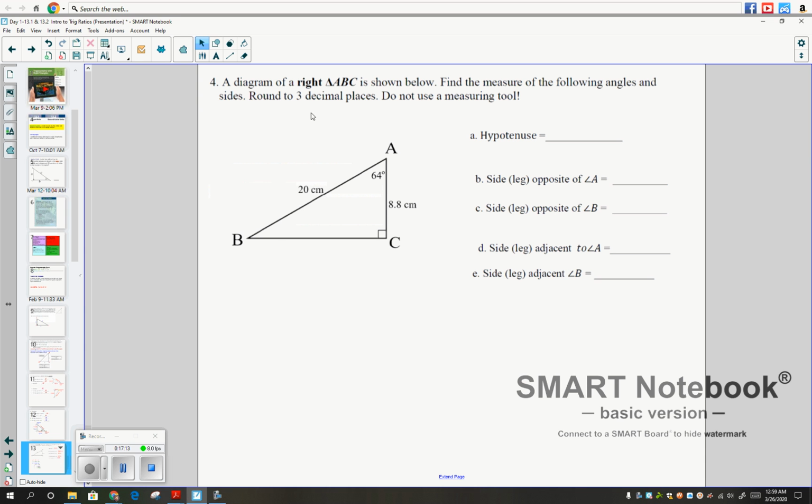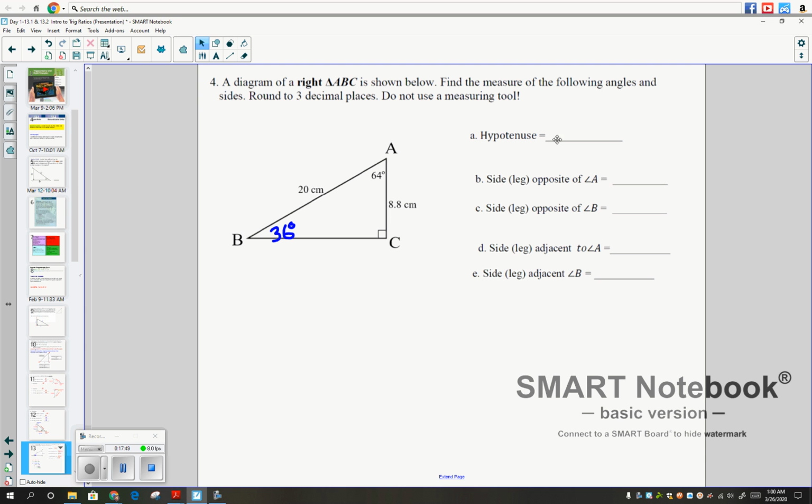Moving on to example number 4, we got triangle ABC here. We're going to find the measures of the following angles and sides. Here we're not going to find the angle measures. Well, we could find angle A is 64. We could find angle B. Three angles of a triangle add up to 180. 180 minus 90 minus 64 gives me angle B to be 36 degrees.